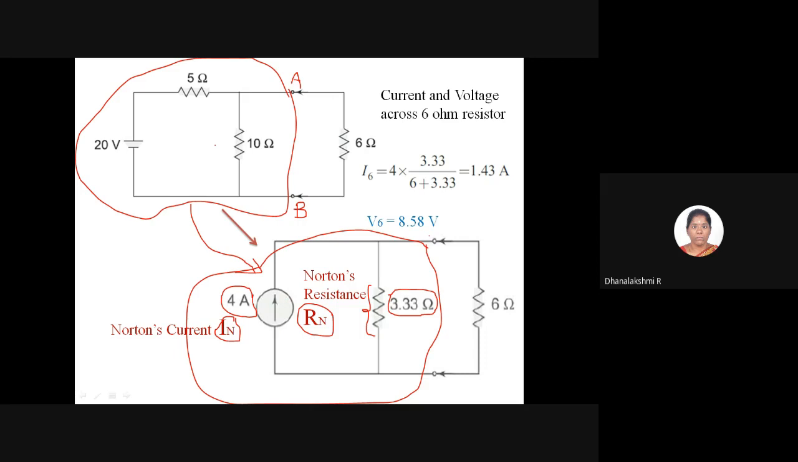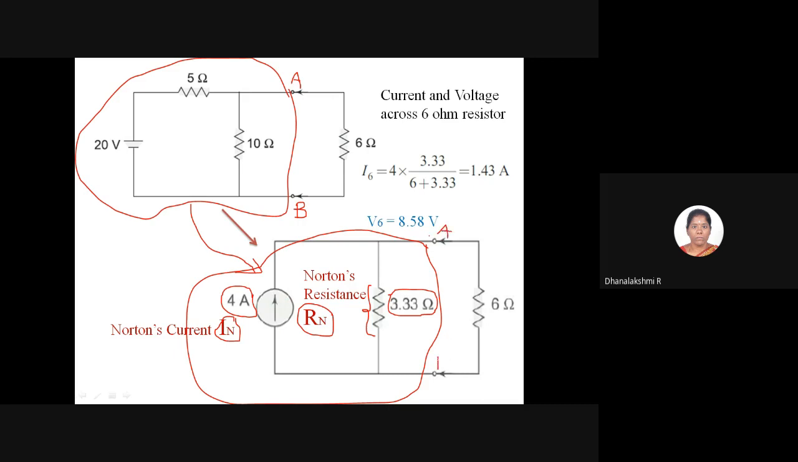Any two-terminal linear network can be reduced into a single current source along with a resistance in parallel. Like this you can connect and you can have your Norton's equivalent circuit. Once we have the Norton's equivalent circuit, now you can connect back the load resistor.